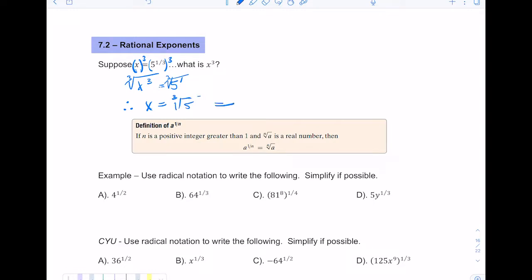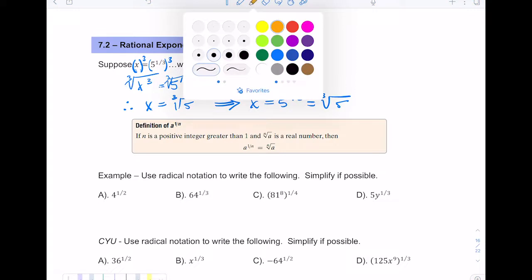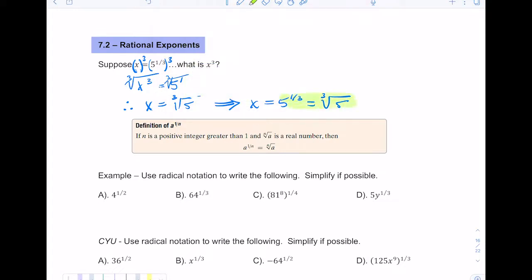So as you can see, since x was equal to 5 to the 1/3, x also equals the cubed root of 5. And these two expressions mean the same thing.